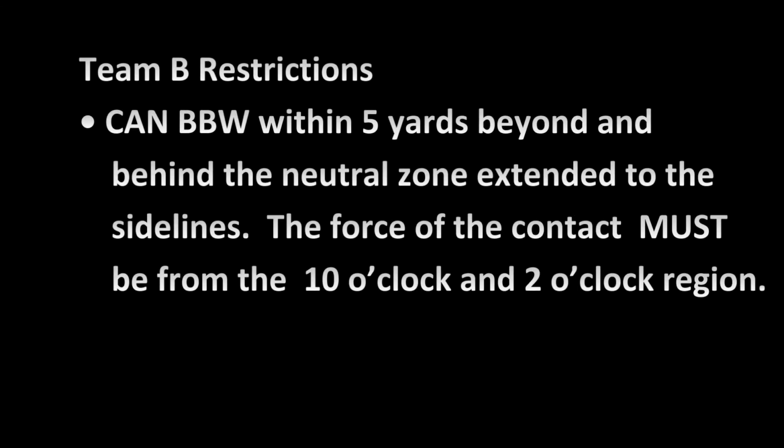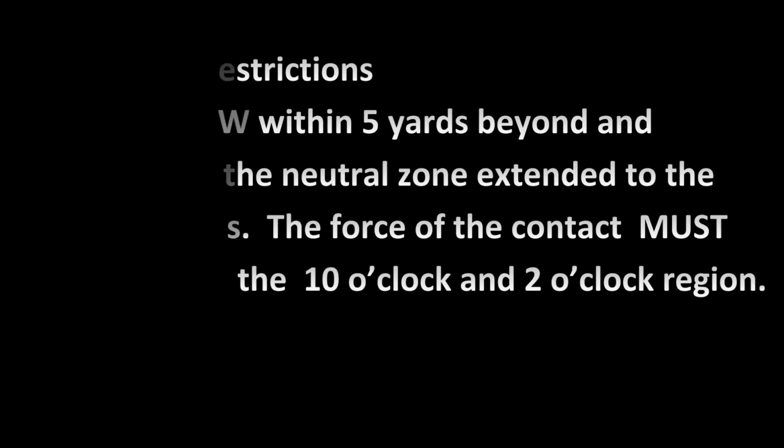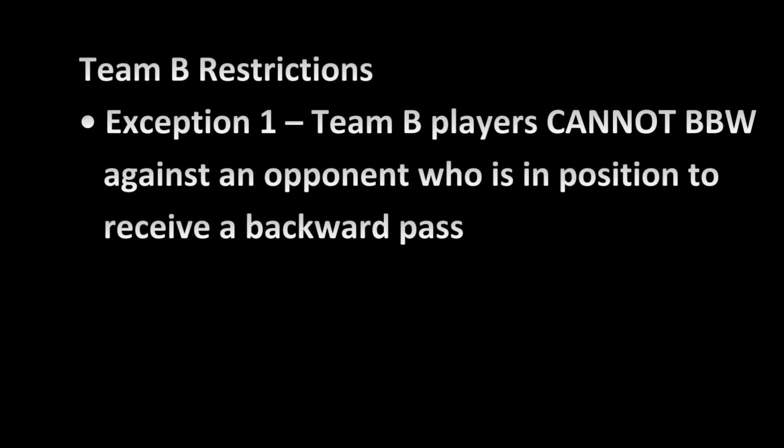We talked a lot about the offensive restrictions. Now, Team B restrictions. They can only block 5 yards beyond and behind the neutral zone, extended to the sidelines, and their force of contact must be from 10-2 clock region. There are also a few exceptions. The first being that no defensive player can block below the waist against an opponent who's in a position to receive a backwards pass.